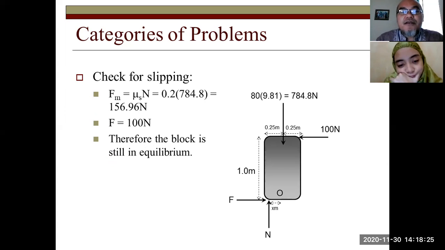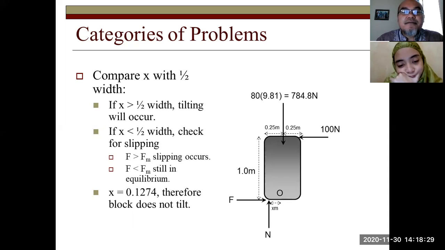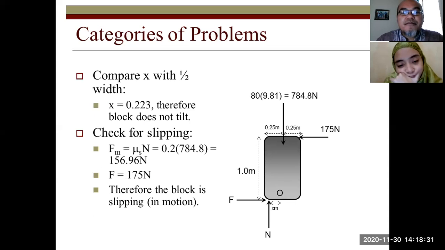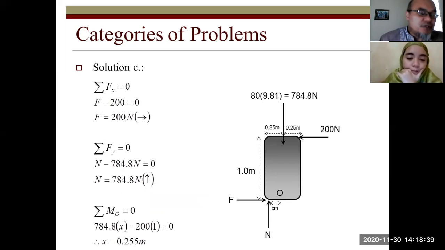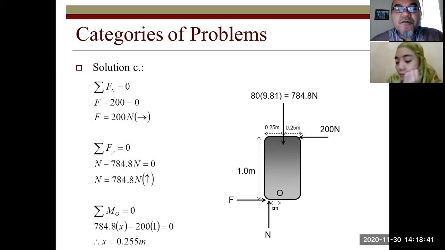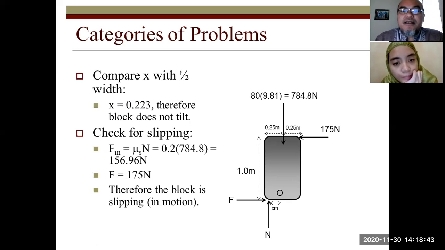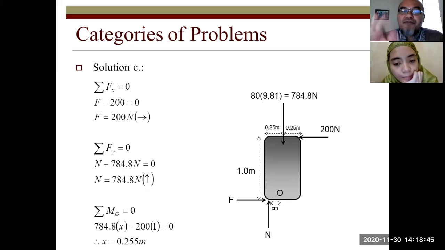Okay, so here we see that when the force is 175 Newton, the block is slipping, or the block is in motion, sliding. So solution C: we increase the force further to 200 Newton.